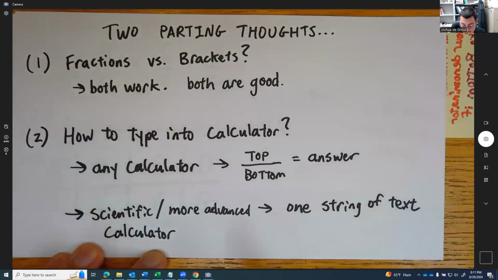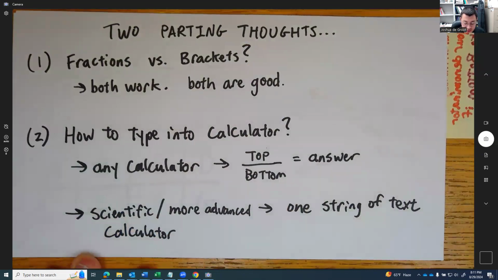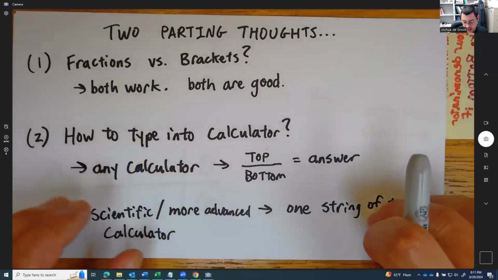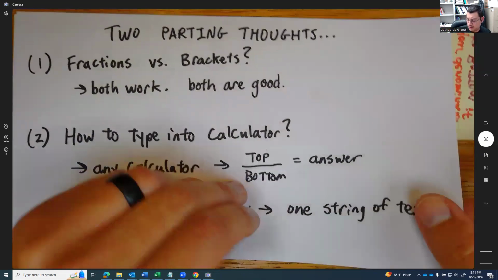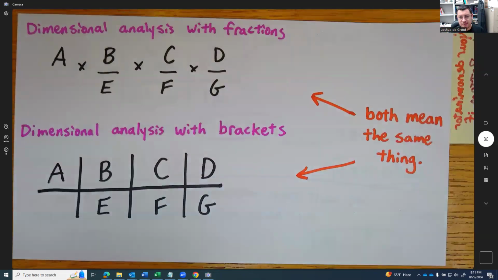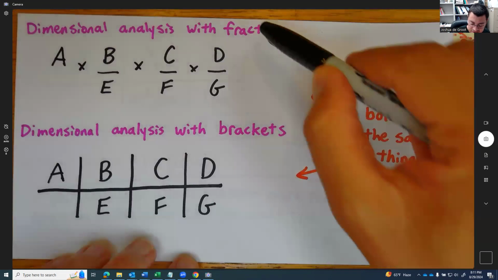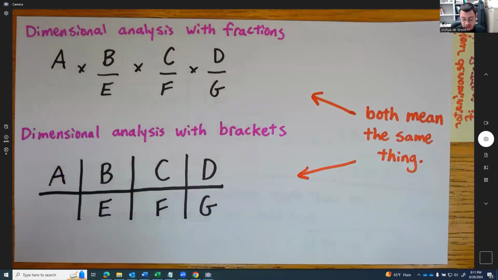And then the other thing, I get a lot of questions about this. How do I actually type this into the calculator? Especially on maybe a little bit longer of an example. So I have a longer example here. And my hope for this channel is to continue to have more examples and even longer ones in this upcoming one. But before I get to that, I want to talk about the fractions versus bracket thing, because this is going to influence how we actually write out our problems.